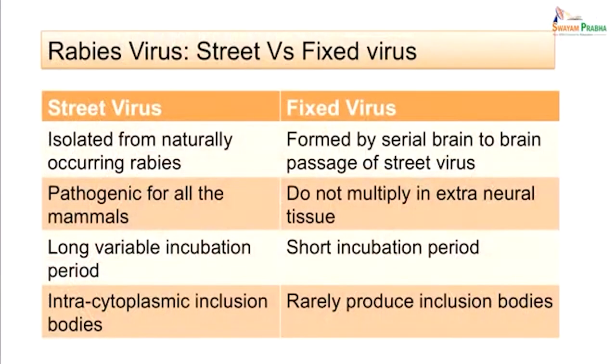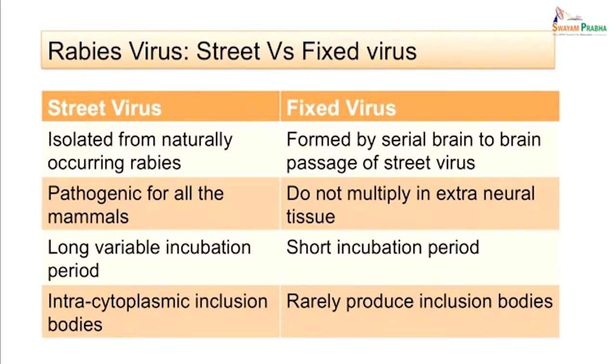Now, the rabies virus isolated from naturally occurring rabies cases is pathogenic to almost all mammals, warm-blooded animals, and it has a long incubation period. This virus, which is isolated from naturally occurring cases of rabies, is known as street virus. It is pathogenic for all mammals. It has a long variable incubation period and it shows formation of inclusion bodies in the infected cell.